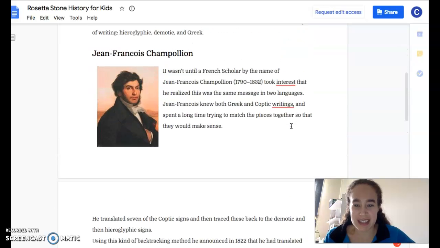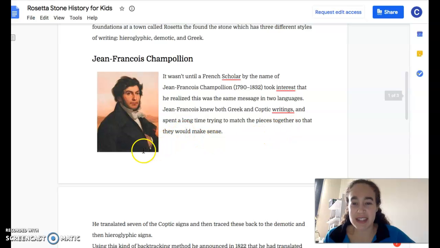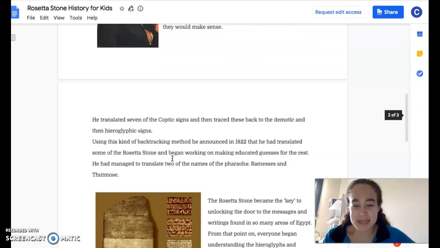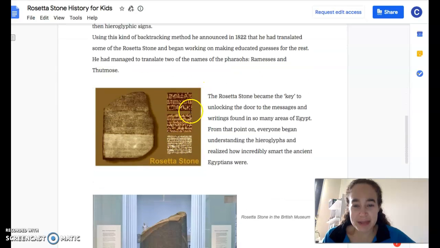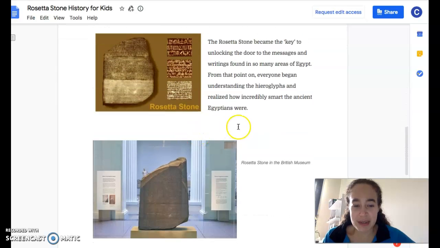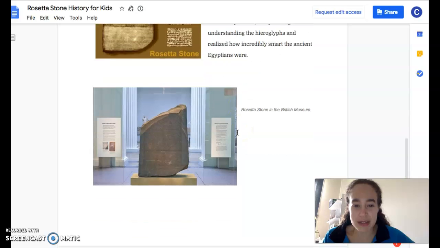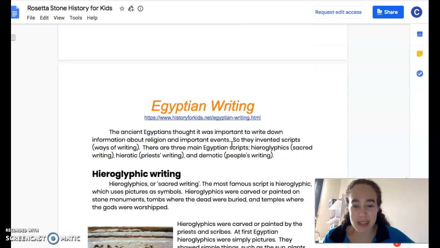If we had class, I would get to tell you that this guy is a French scholar. One of my favorite names to pronounce when we're reading about the ancient Egyptians, because it's a French name. His name is Jean-Francois Champollion. So you'll read about him, see some pictures here of the Rosetta Stone. This is the Rosetta Stone in the British Museum.